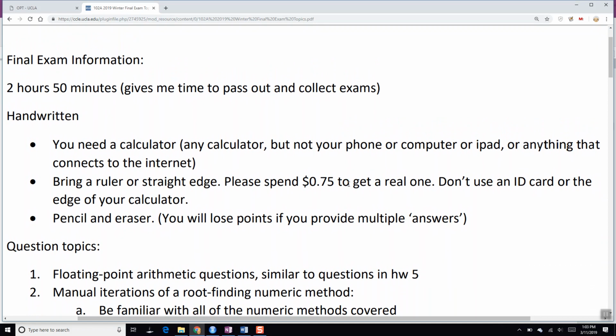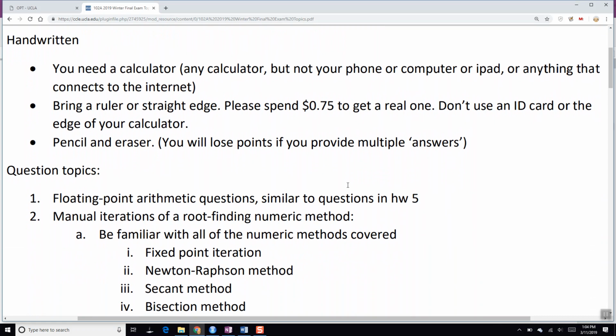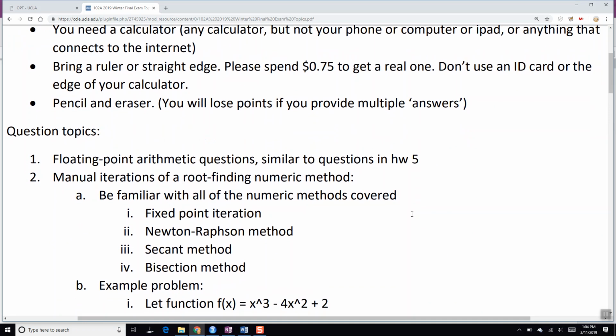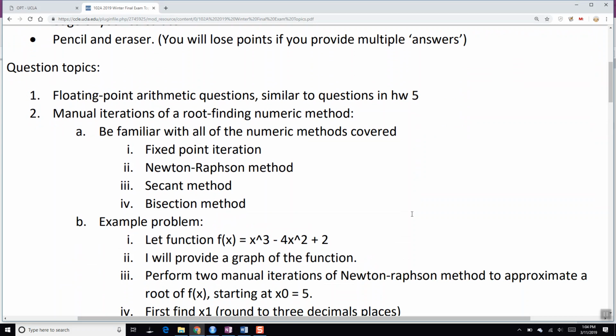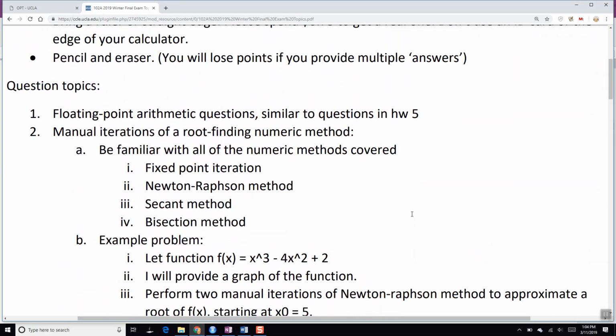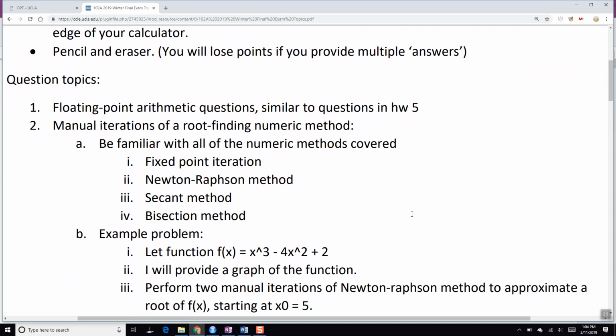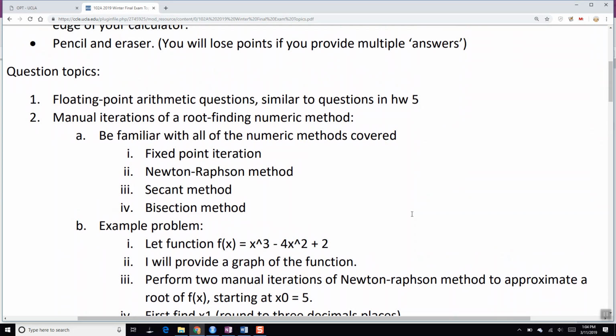And then I recommend pencil and eraser. That way, if you do something wrong, you can erase your wrong answer. You'll lose points if you try to provide multiple answers and I have to figure out which one you intended.